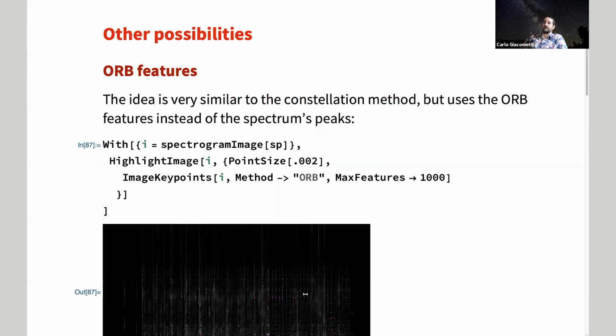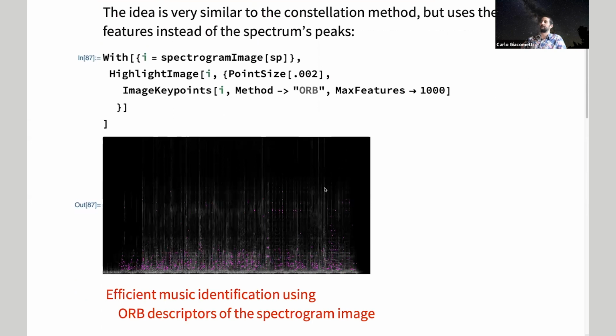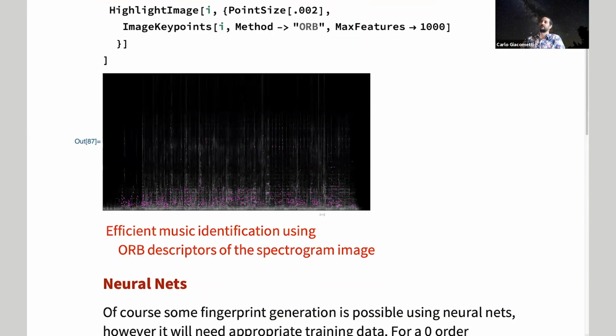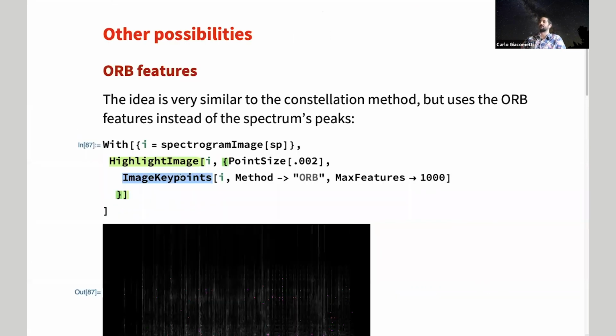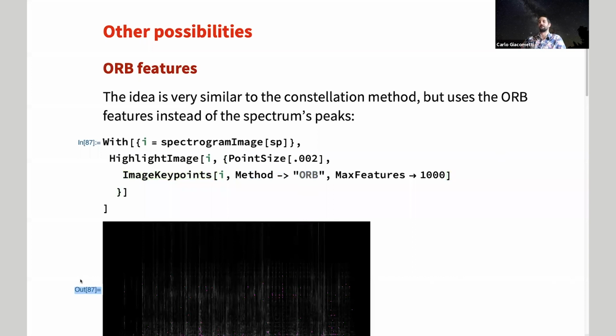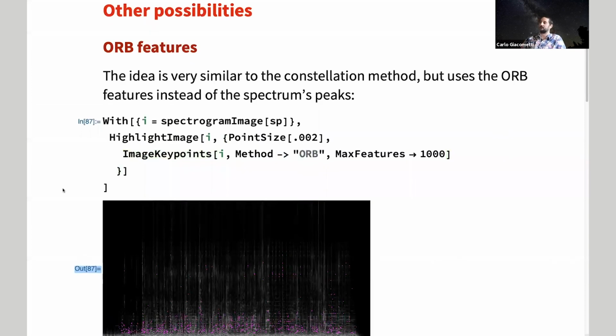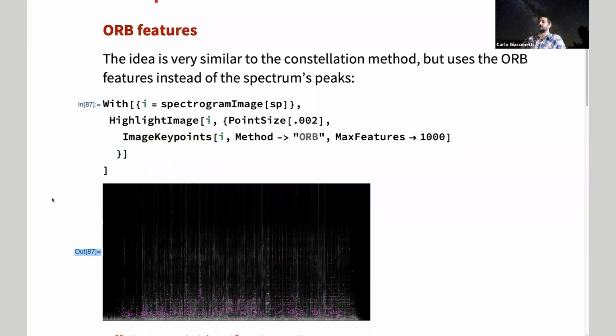Other possibilities that I want to just briefly mention. One paper that has been published a few years ago proposes to do a similar thing to the Shazam constellation algorithm, but instead of using peaks detected in the image, it proposes to use ORB descriptors from the spectrum image. And you can very easily extract those in the Wolfram language by just using ImageKeyPoints with the method ORB option. The rest of the algorithm essentially is kind of similar. You produce some kind of hash starting from these points.